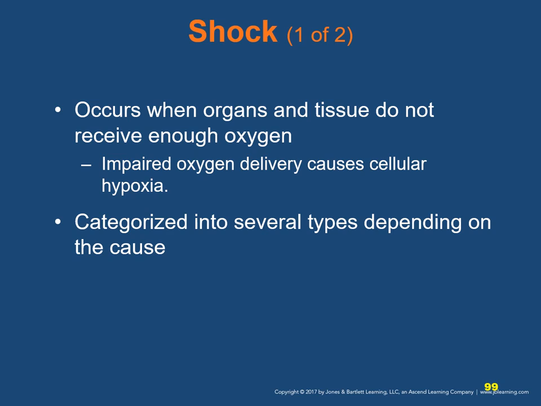Now let's talk about shock. This is a condition in which organs and tissues receive an inadequate flow of blood and oxygen, or perfusion. It can occur due to inadequacy of the central or peripheral circulation, and impaired oxygen delivery causes cellular hypoxia. This can lead to anaerobic metabolism, lactic acid production, and organ dysfunction. And shock is categorized into several types depending on the cause.